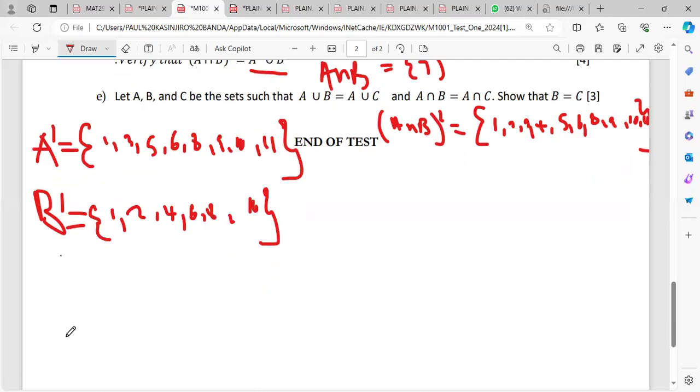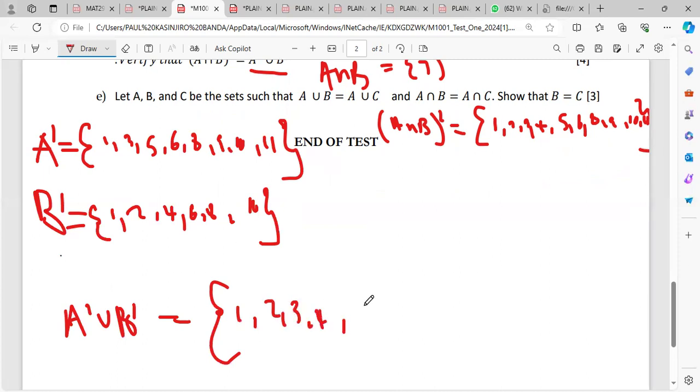And then let's now find A complement and B complement combined, meaning we're just getting elements in here and there, but without repeating any. So 1, 2, 3, 4. I can see 5 there. I can see 6. There's no 7, but I can see 8. I can see 9. Okay, this is 9. I can see 10 there.